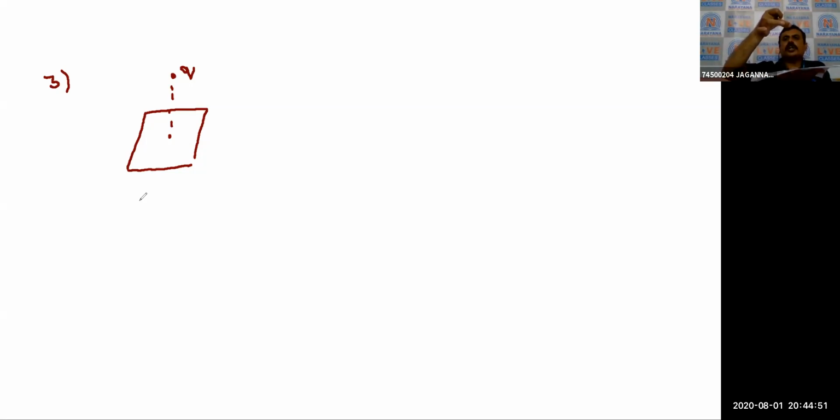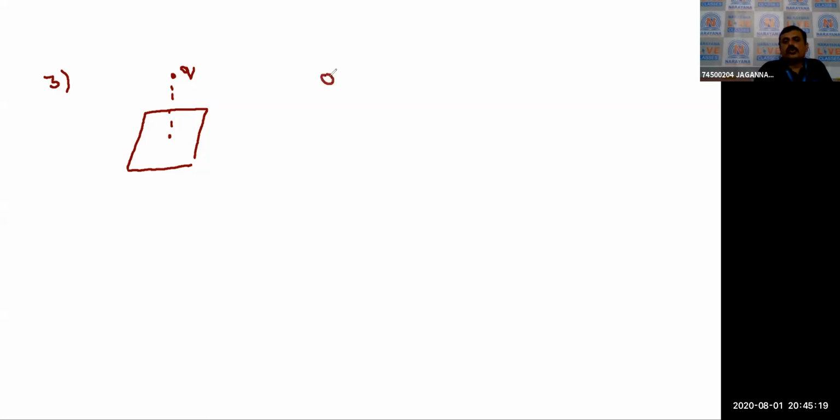To cover this charge, how many squares are required? This side one square, this side one square, this side one square, this side one square, top one square. Including this one, total 6 squares will come. It will form a cube. So we have to assume a cubical Gaussian surface to enclose the charge Q.